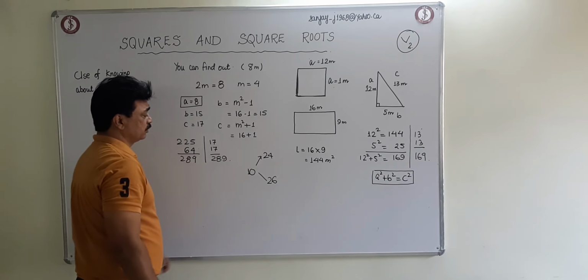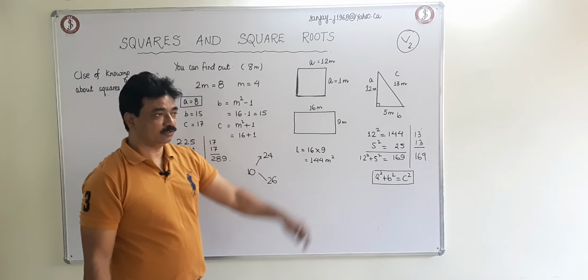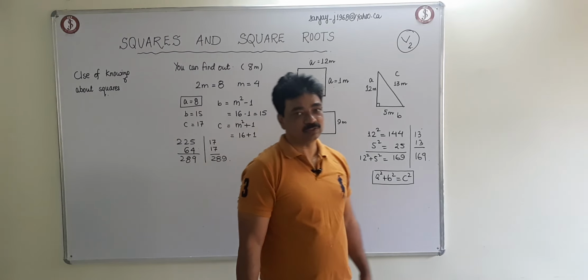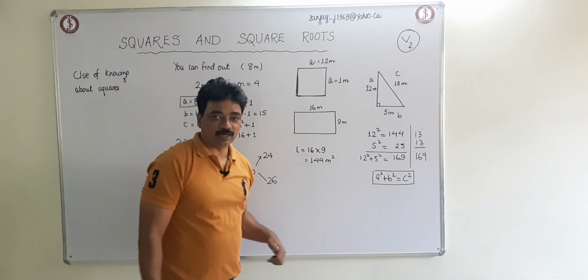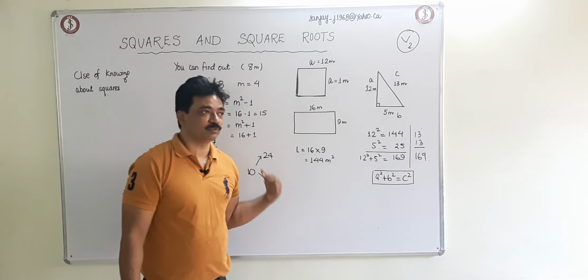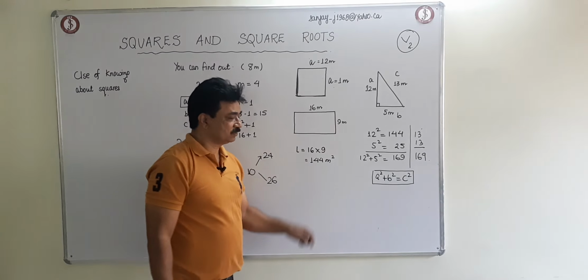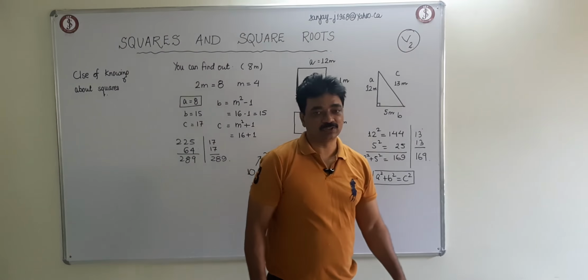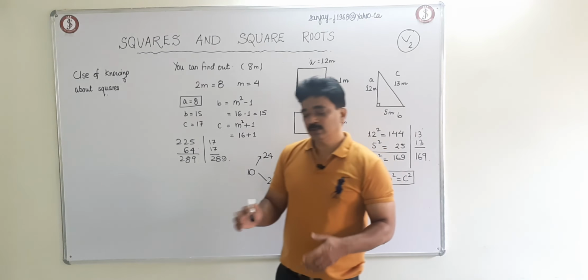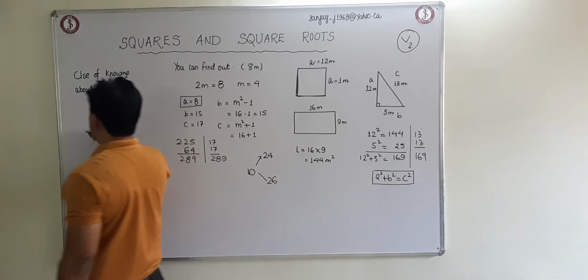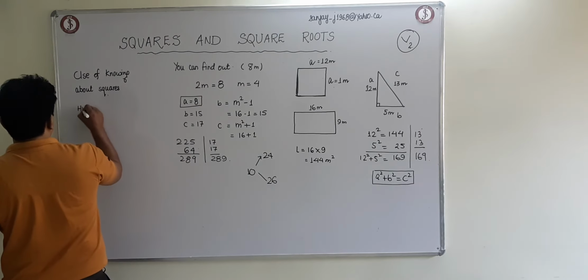Now let us check it. 24 square is, look at the table initially, 576 and 10 square is 100. So 576 plus 100 is how much? 676, and 26 square is also 676. So did you get it? So your homework will be homework 2 of video 2.